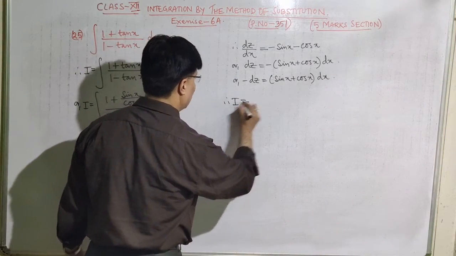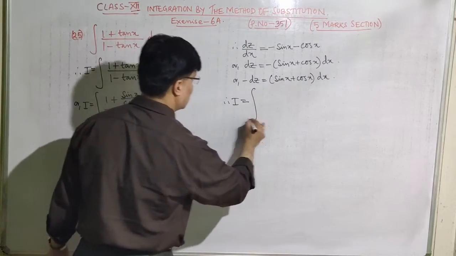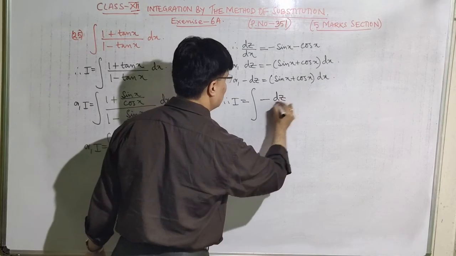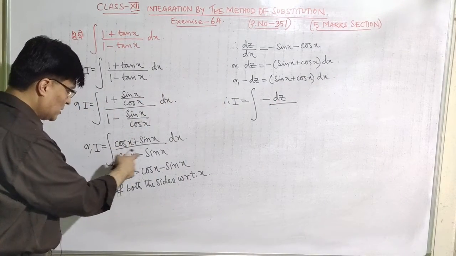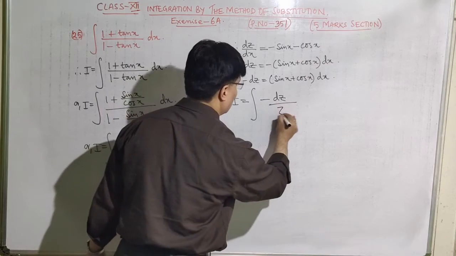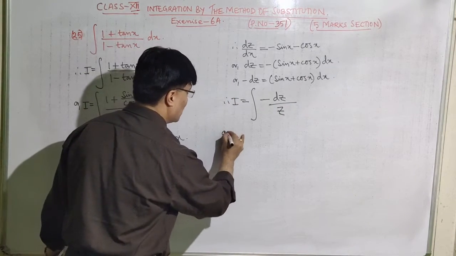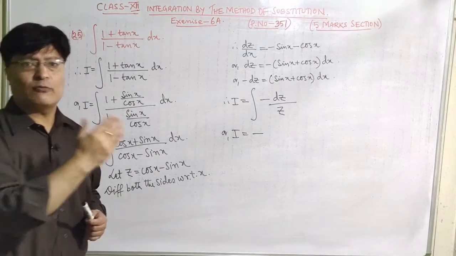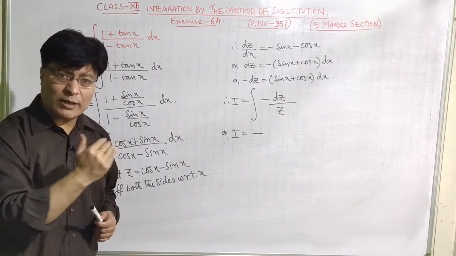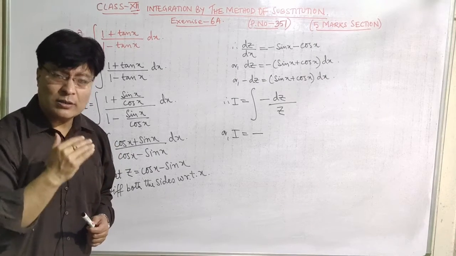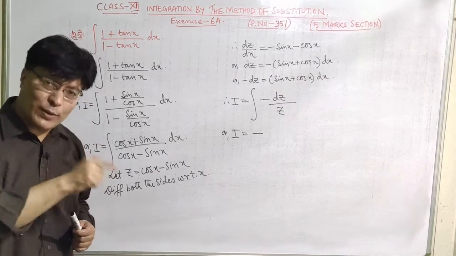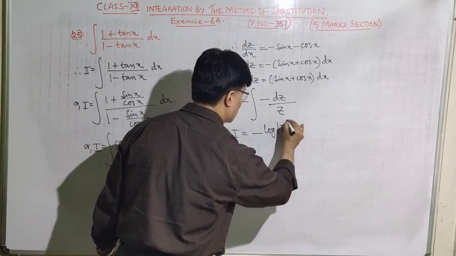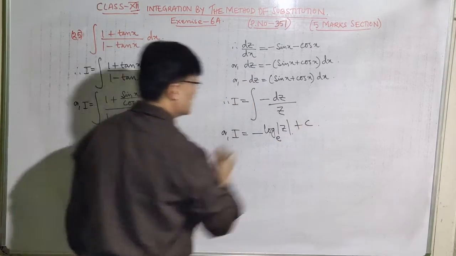So therefore I is equal to, this is integration of, what is cos x plus sin x dx? This is minus dz divided by what is cos x minus sin x? It is z, right? So or I is equal to, minus sign is taken outside. And what is integration of 1 by z with respect to z? Or differentiation of which function is 1 by z? That is your log, isn't it? So log within mod z base e plus c.